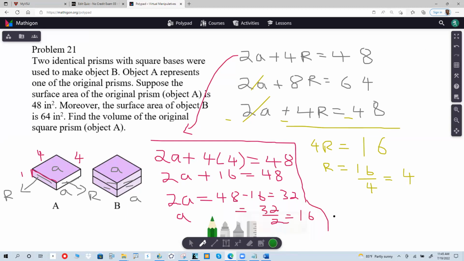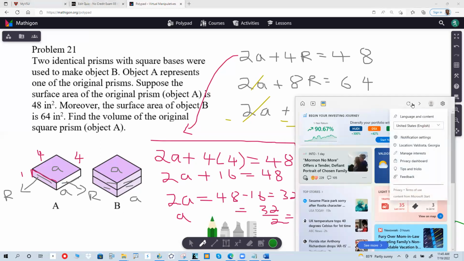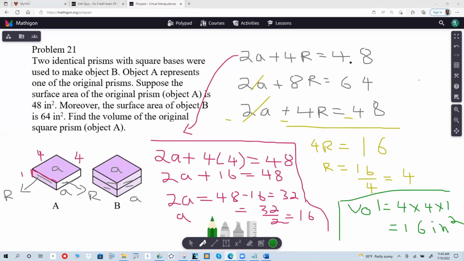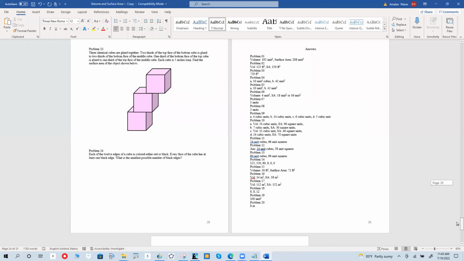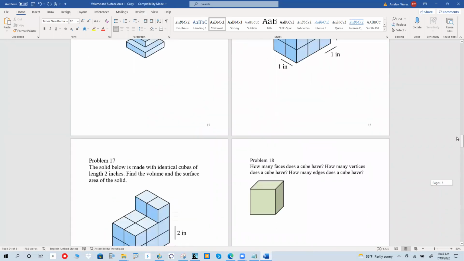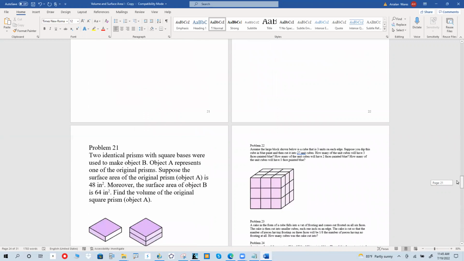Volume of a solid is length times width times height. So my answer is going to be 4 times 4 times 1, which is 16 cubic inches. I will check my answer. It's a little tricky. Now I would write the equation the way I wrote it. Personally, the equation is much easier, much simpler. So let me see if the answer is 16. Yep, good sign. Answer matches. I'm happy.